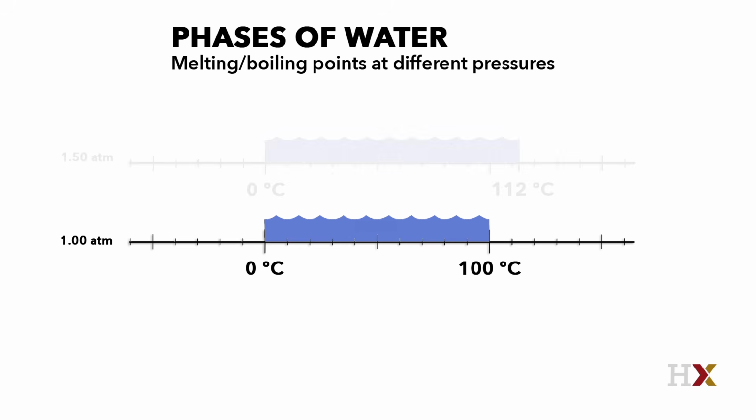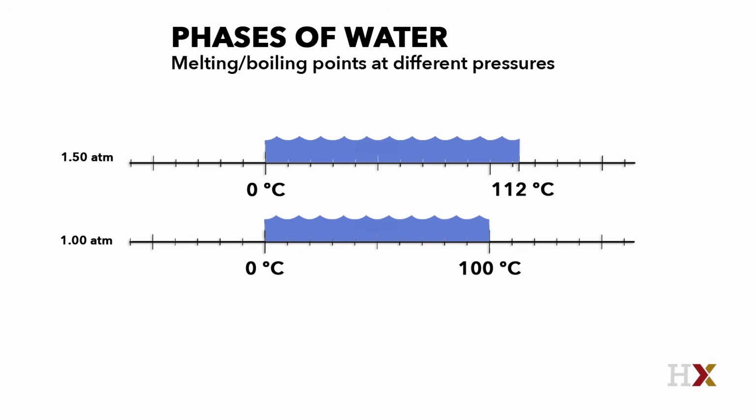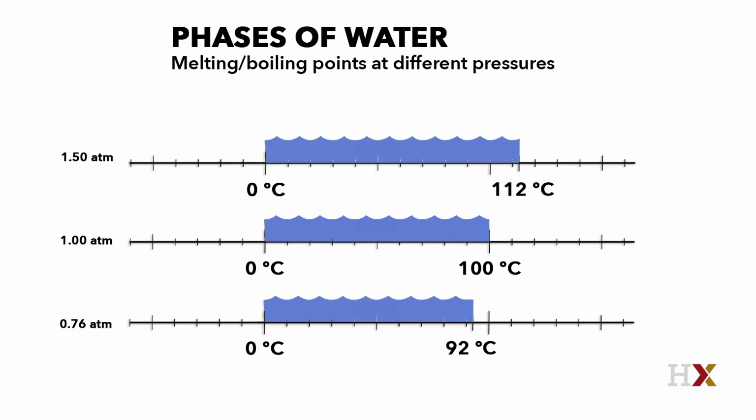If we increase the pressure to about 1.5 atmospheres, then the solid-liquid transition still occurs at around 0 degrees Celsius. It doesn't change very much, but the liquid-gas transition occurs at a higher temperature, about 112 degrees Celsius. Whereas if we lower the pressure to about 3/4 of an atmosphere, the liquid-solid temperature stays about the same, but the liquid-gas transition temperature decreases to about 92 degrees Celsius.